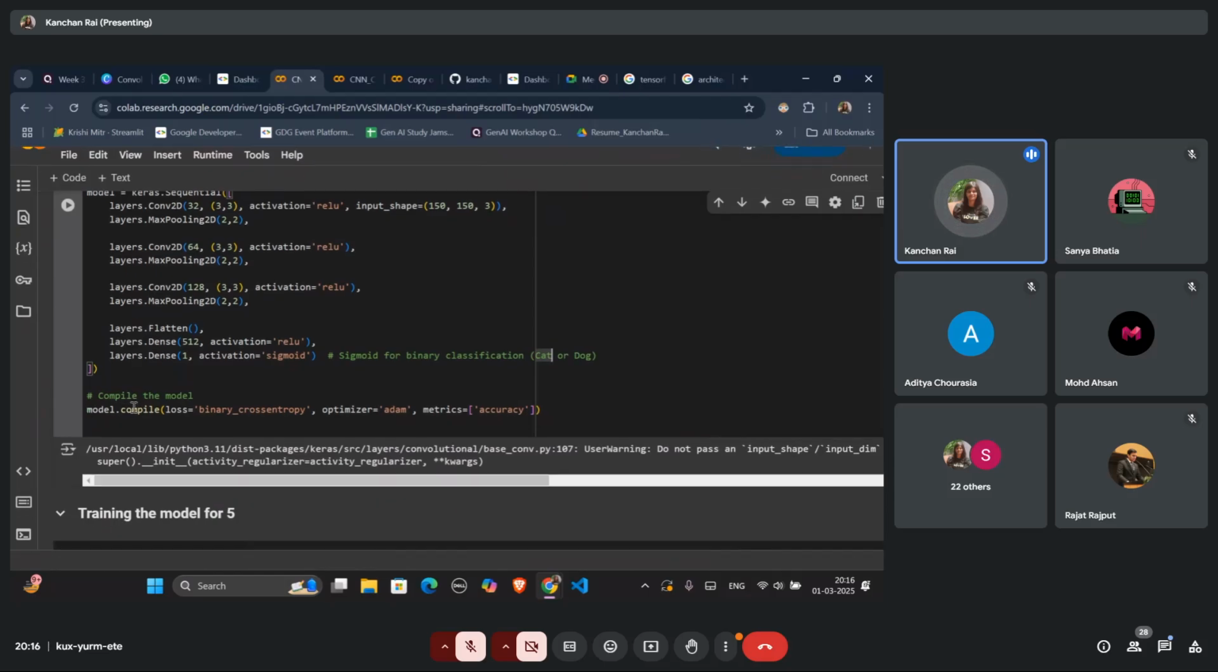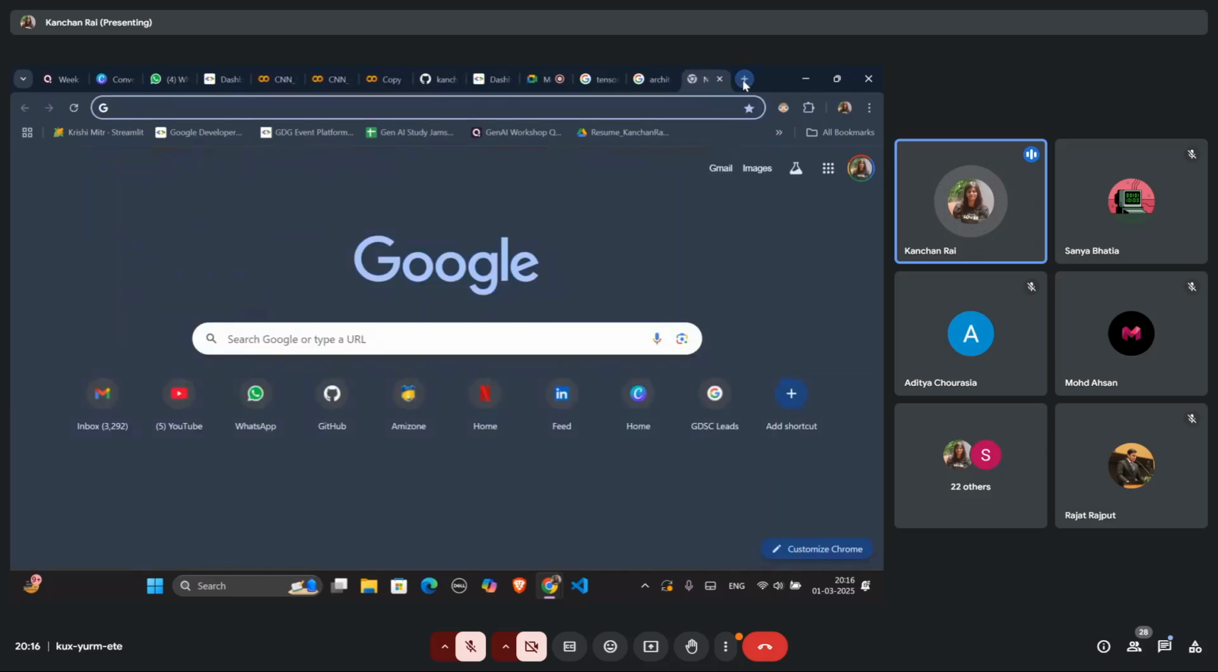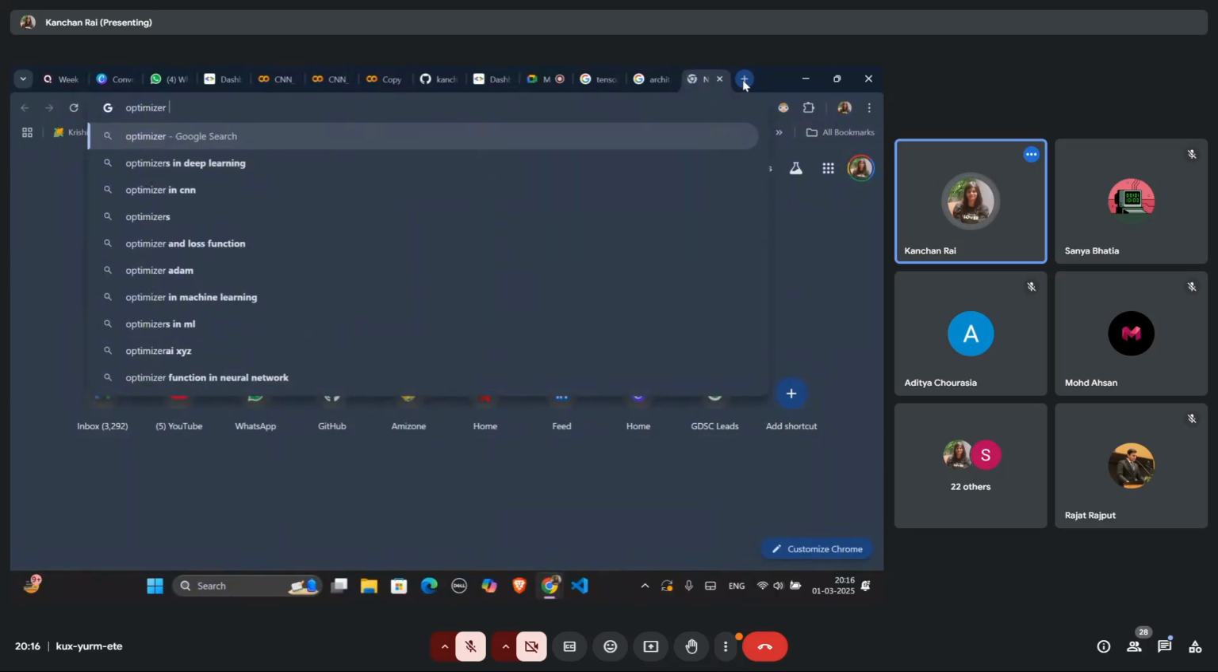Now you finally compile your model. Loss is binary cross entropy. Optimizer is Adam. Metrics is accuracy जो हम परसेंटेज में निकालेंगे कि कितना परसेंट एक्यूरेट है मेरा मॉडल या नहीं. ऑप्टिमाइजर, लेट्स सी आई शो पिक्चर.